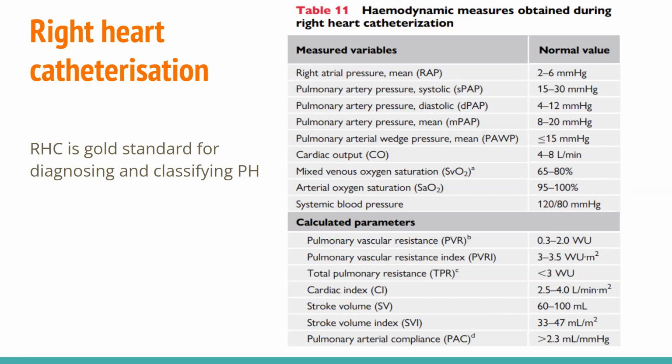What are the variables that we get from right heart catheterization? Basically, the measured variables are right atrial pressure, pulmonary artery pressures, both systole and diastole, wedge pressures, mean pressures, cardiac output, mixed venous oxygen saturation, and the systemic blood pressures. The calculated parameters we obtain from right heart catheterization are pulmonary vascular resistance, vascular resistance index, cardiac index, and stroke volume index.